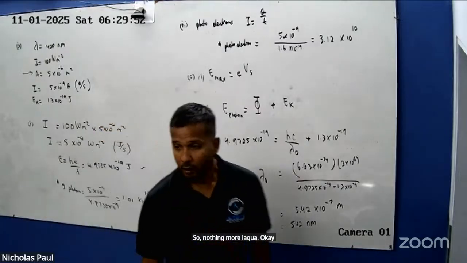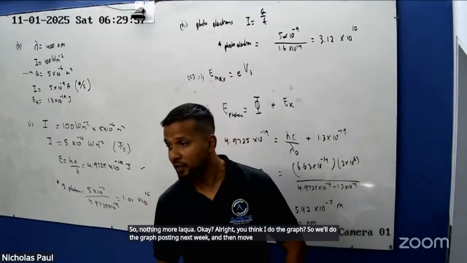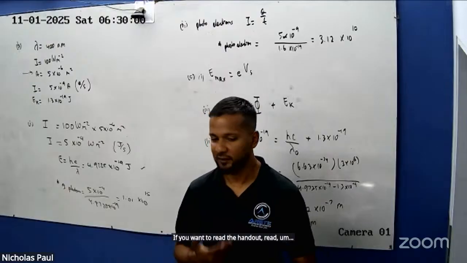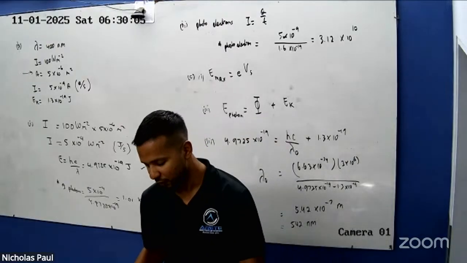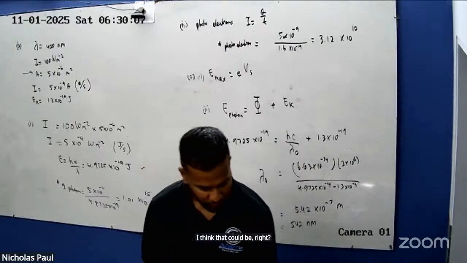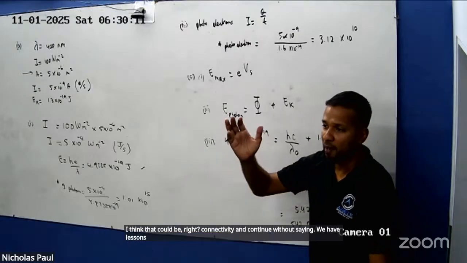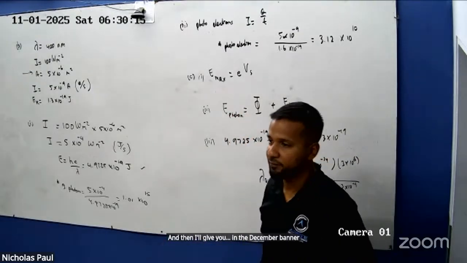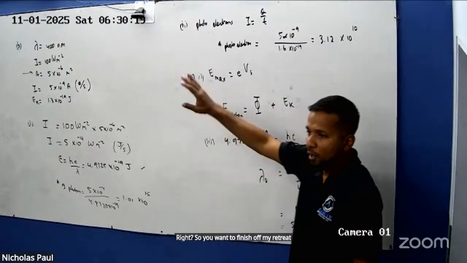Alright, I think we do the graph first thing next week and then move on, right? If you want to read the handout, read the wavelength. That's the next page. So next week we'll continue with that. We have lessons all of November, and then I'll give you a week in December and then any holidays. So you want to finish off module 3, and module 1 is all next year.